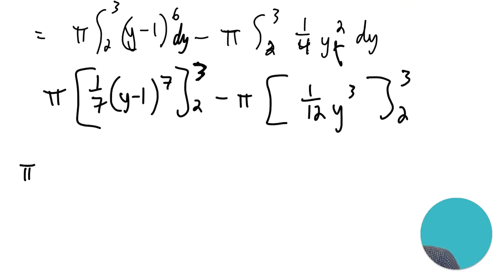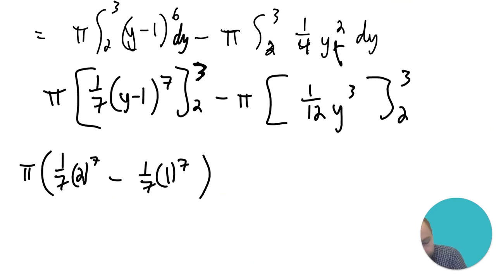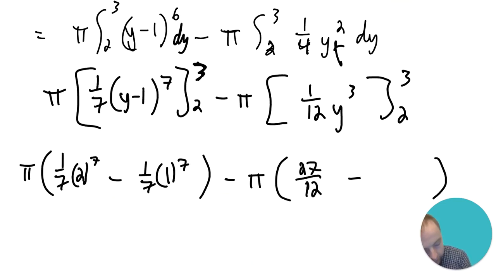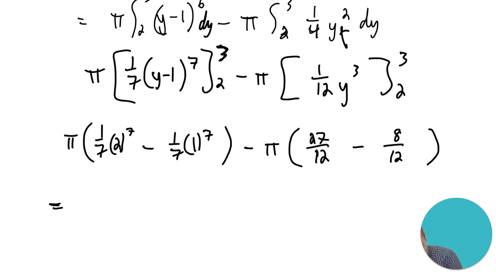All right, and then we can plug in 3. 3 minus 1 is 2 to the 7th times 1/7, and then minus, plug in 2, it's going to be 1 to the 7th. And then 3 cubed is 27, so 27 twelfths, and then 2 cubed is 8, so 8 twelfths. 2 to the 7th is 128. So 128 sevenths minus 1/7 is actually 127 over 7. So I'm just going to write it like that.